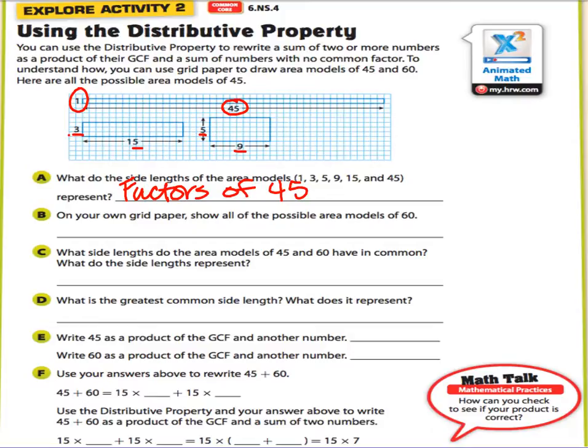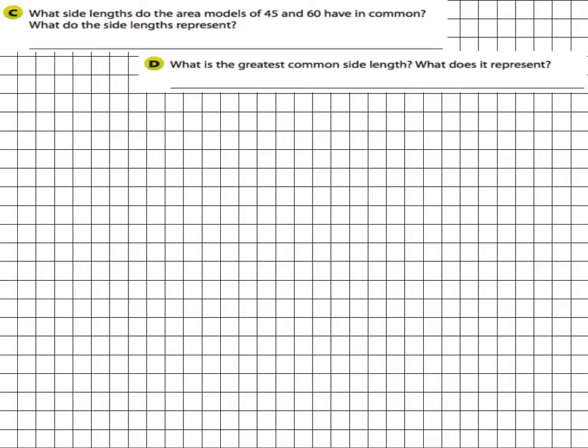So now what we're going to do is you have your own piece of graph paper, all right? And if you don't have one, please make sure to grab one. And we are going to work on B, C, and D all on that. Well, we're going to do B on the graph paper, and then we're going to answer C and D while looking at that graph paper. Okay, so first it asked us to draw all the different area models that we can for 60.